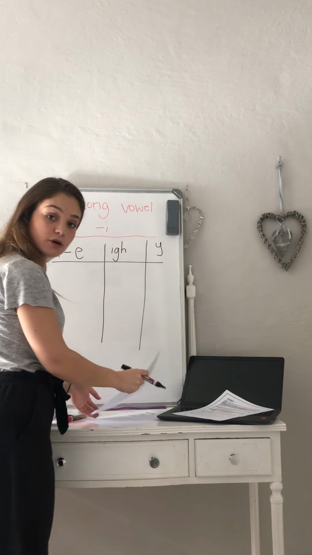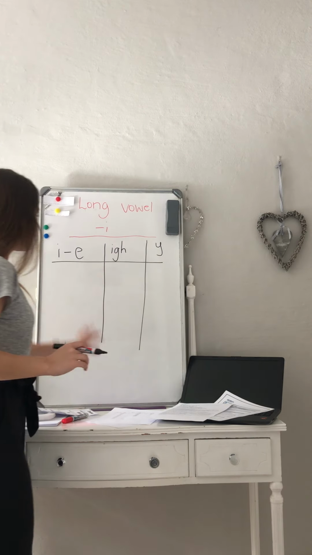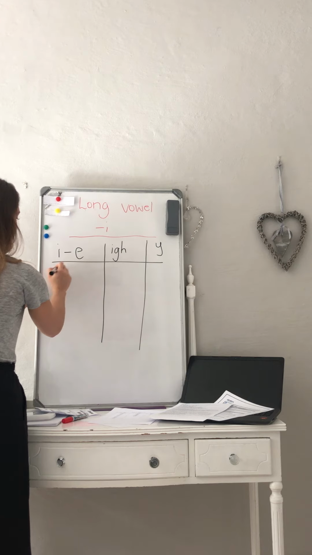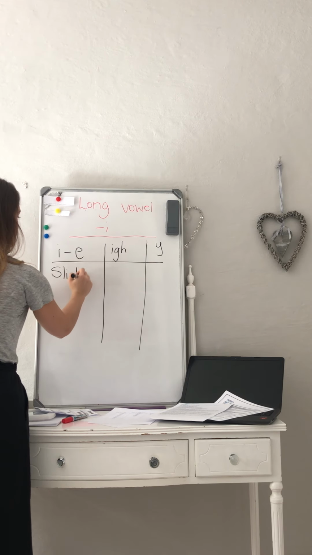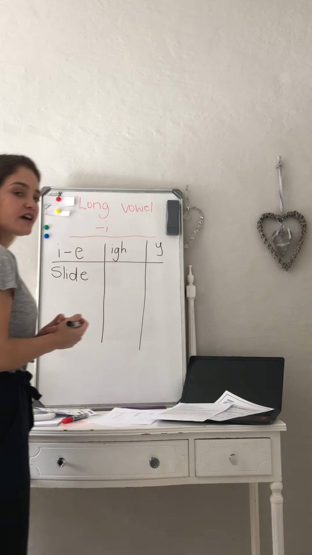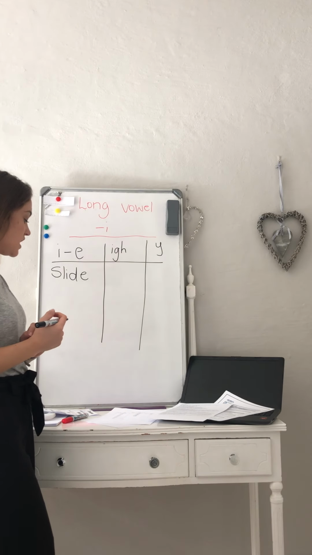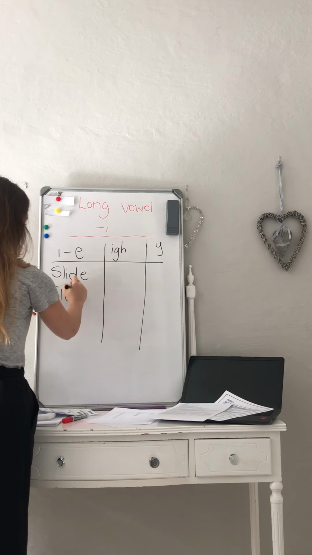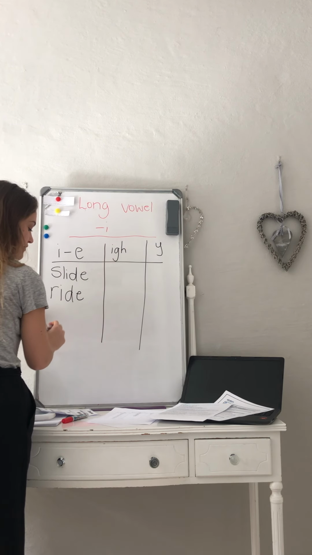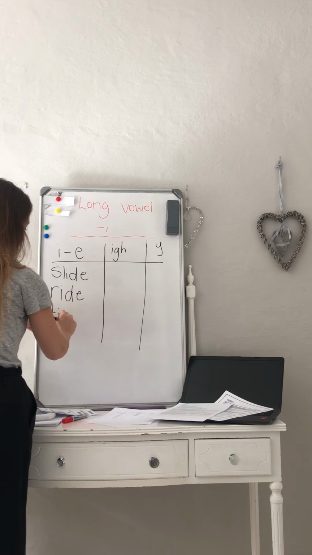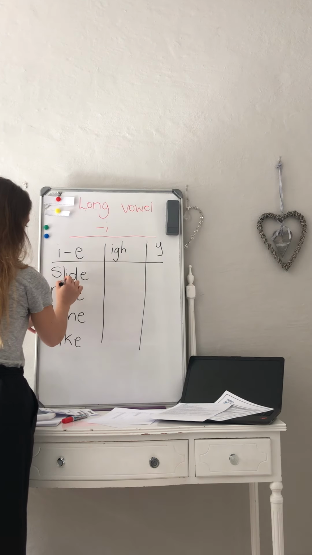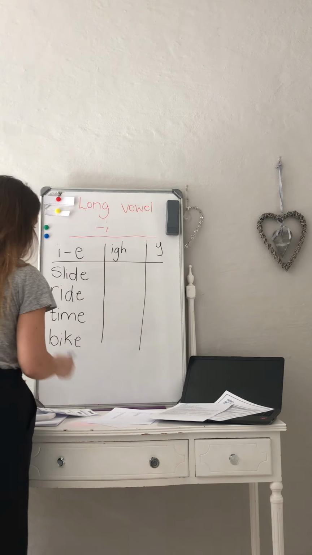What other words, boys and girls, do you know that have the I sound? So we've already had slide. Think of other words. I thought of ride. I thought of time. I thought of bike. Do you see that they all have smileys?